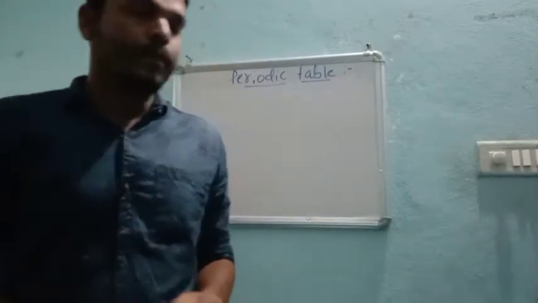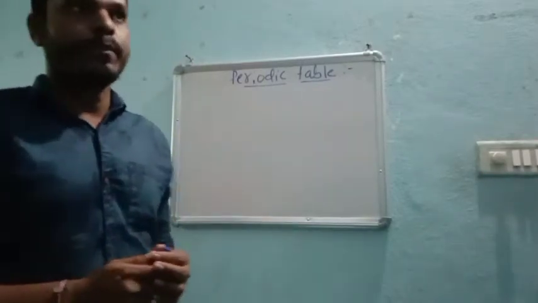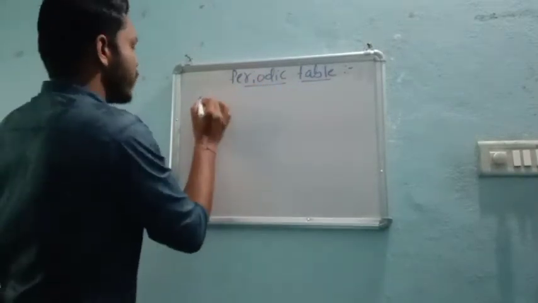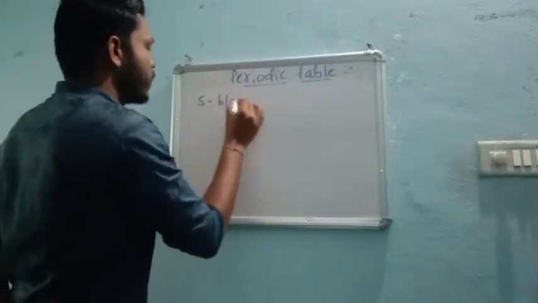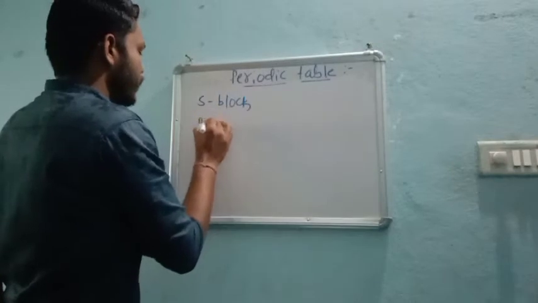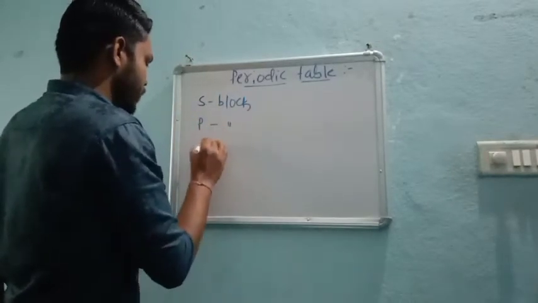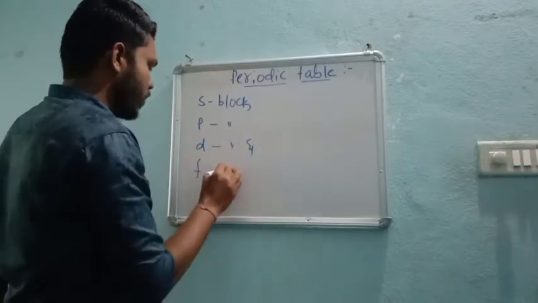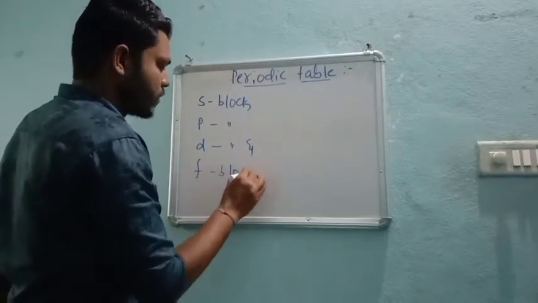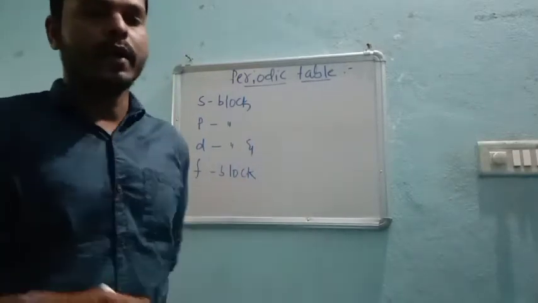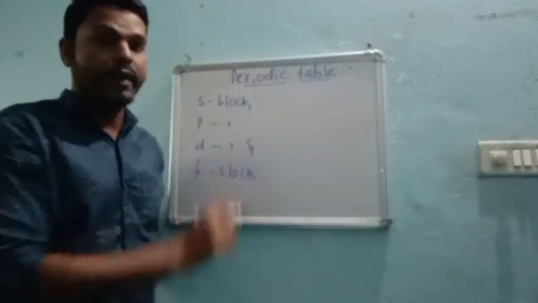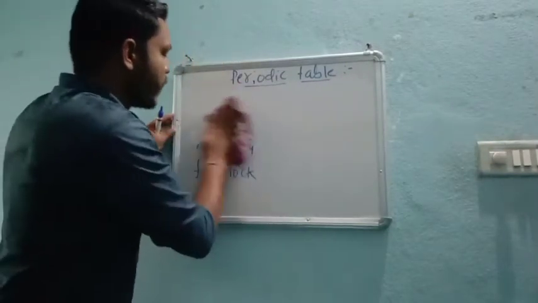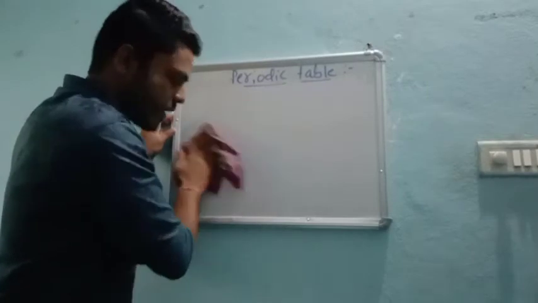First of all, the periodic table consists of four blocks. We already know those are S block, P block, D block, and F block. How these blocks are divided and how they are separated in the periodic table, we will see one by one.